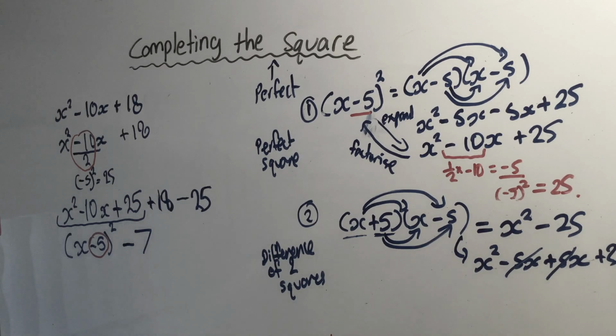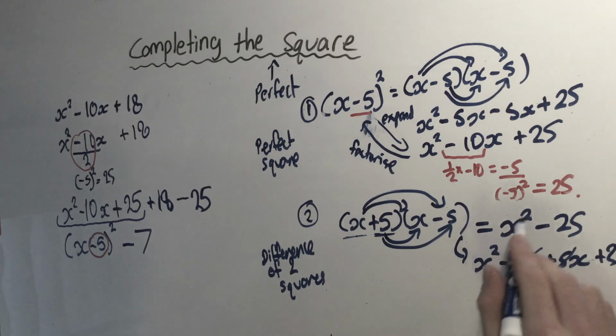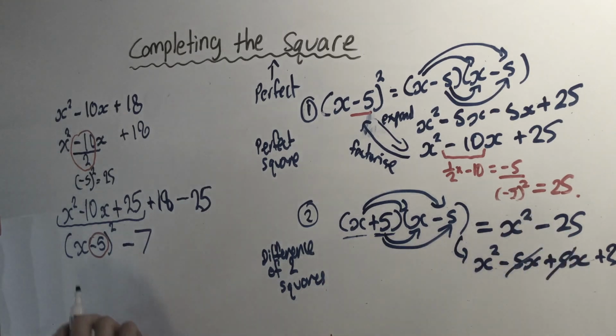Okay, and here's where things get a little bit more interesting. Now, it's still not fully factorized because as we showed over here with difference of two squares, where I had x squared minus 25, right? Or x squared minus 5 squared. Over here, I've got x minus 5 squared minus 7. Now there's a minus and two terms next to each other.